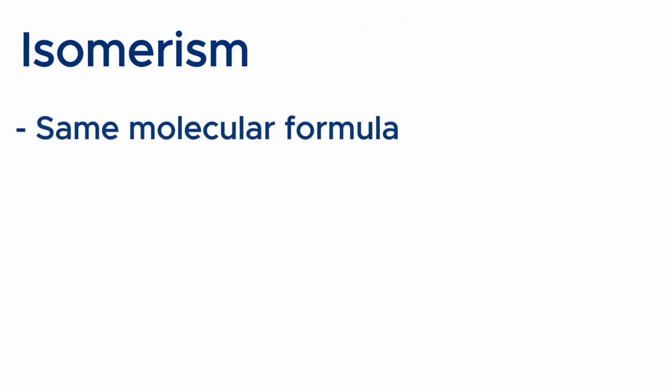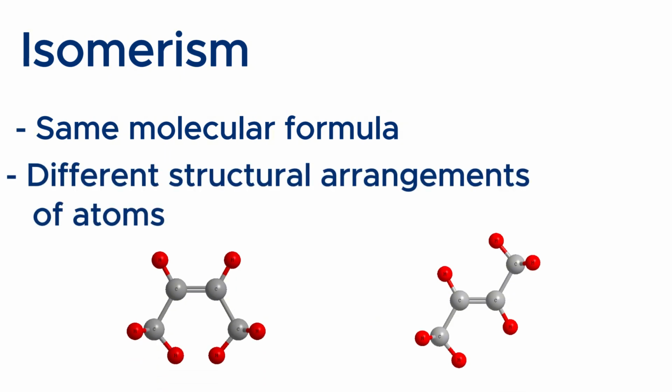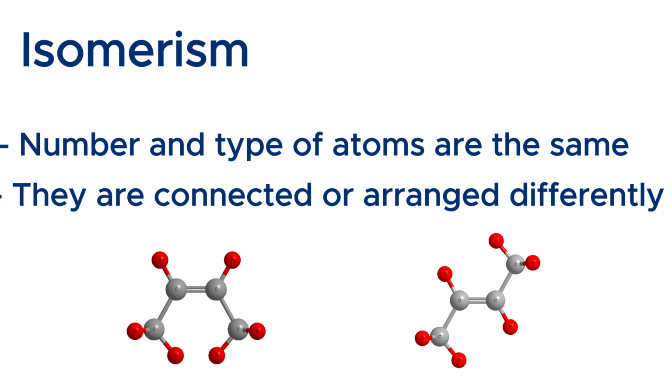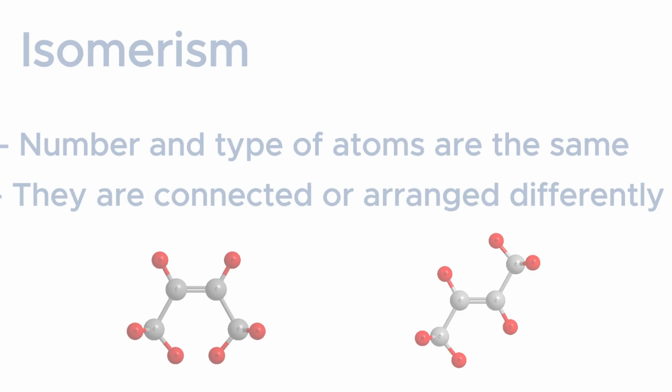Before we dive into geometric isomerism, let's first understand what isomerism is. Isomers are compounds that share the same molecular formula but have different structural arrangements of atoms. In other words, while the number and type of atoms are the same, they are connected or arranged differently.